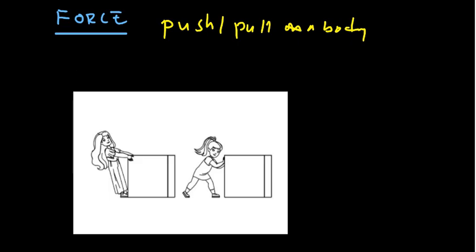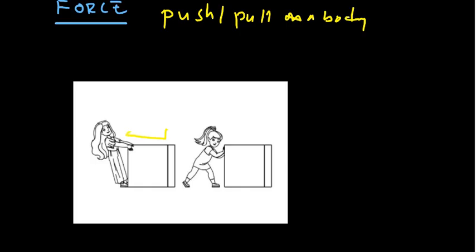When we look at this given example below, we can see this woman is pulling this body, and this small girl here is also pushing this object in forward direction. So this is all about force, but you have to keep in mind that as you can see there are two different people pushing or pulling, and they are exerting their force in different directions. So we have to add this force.